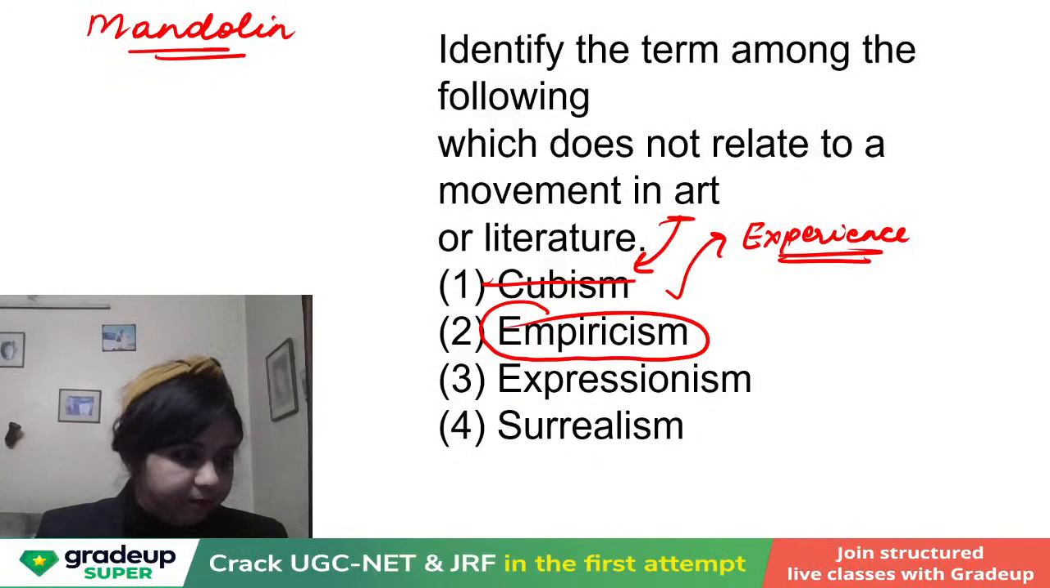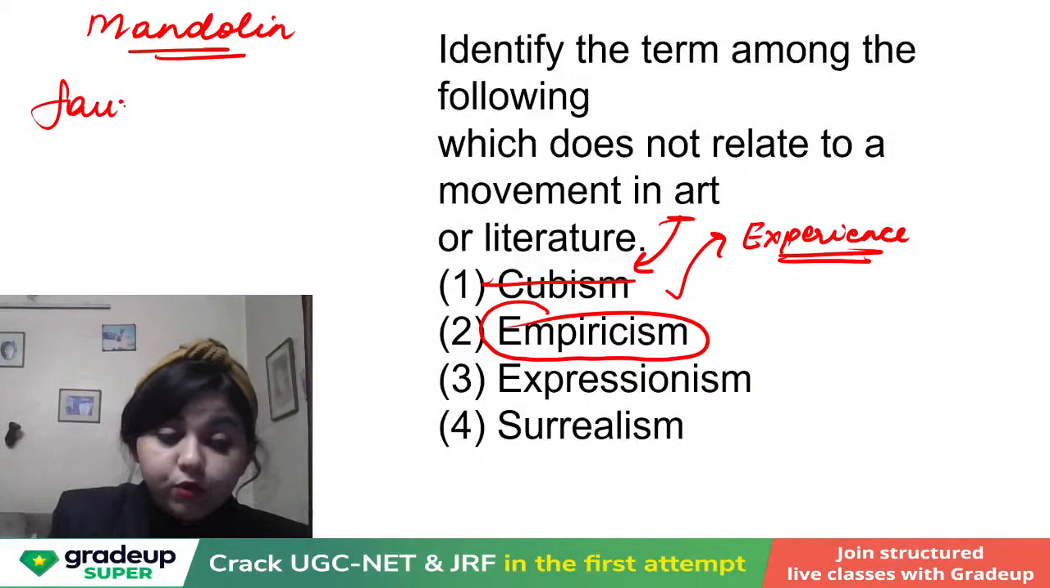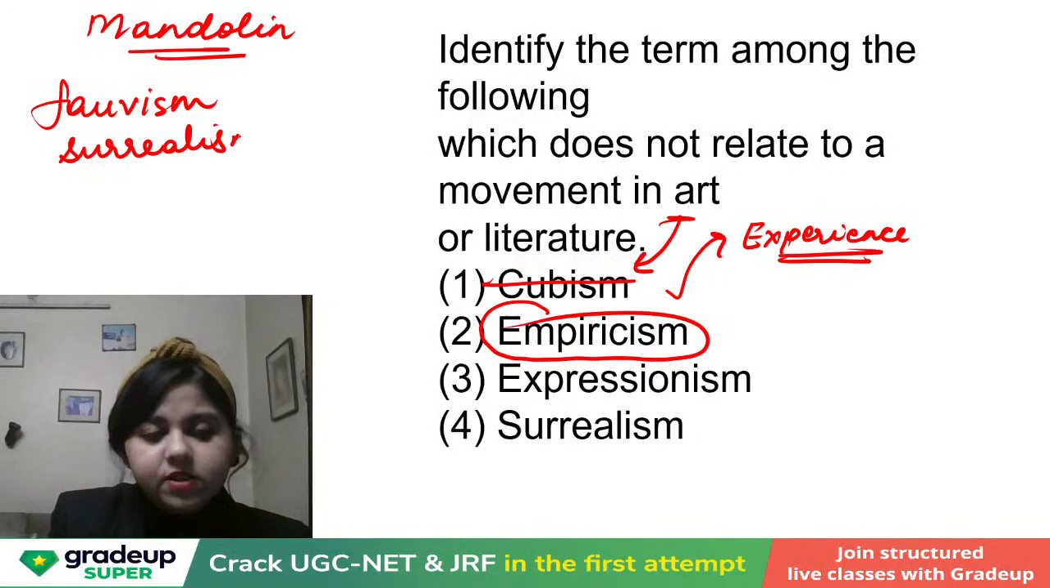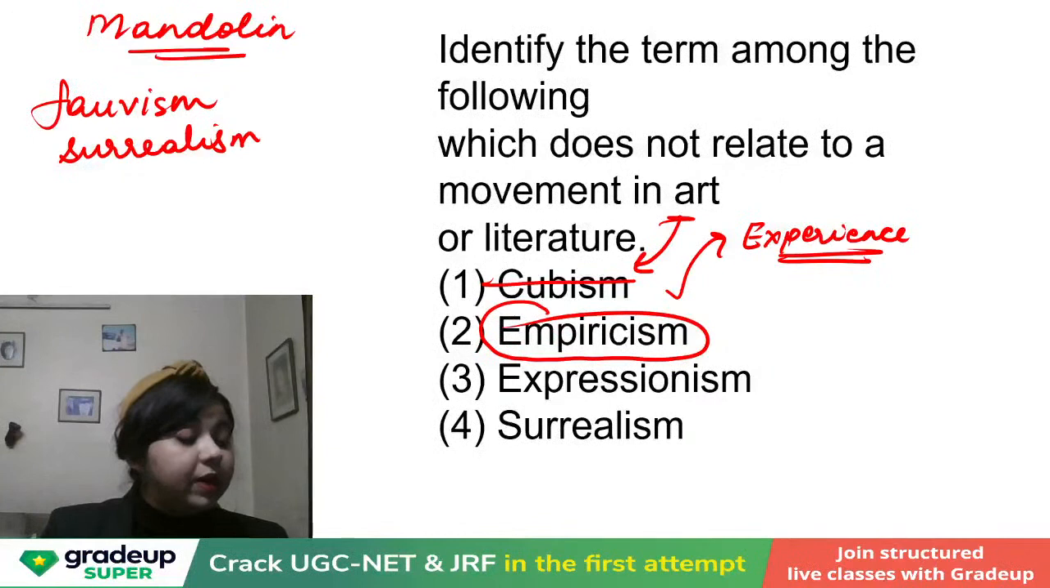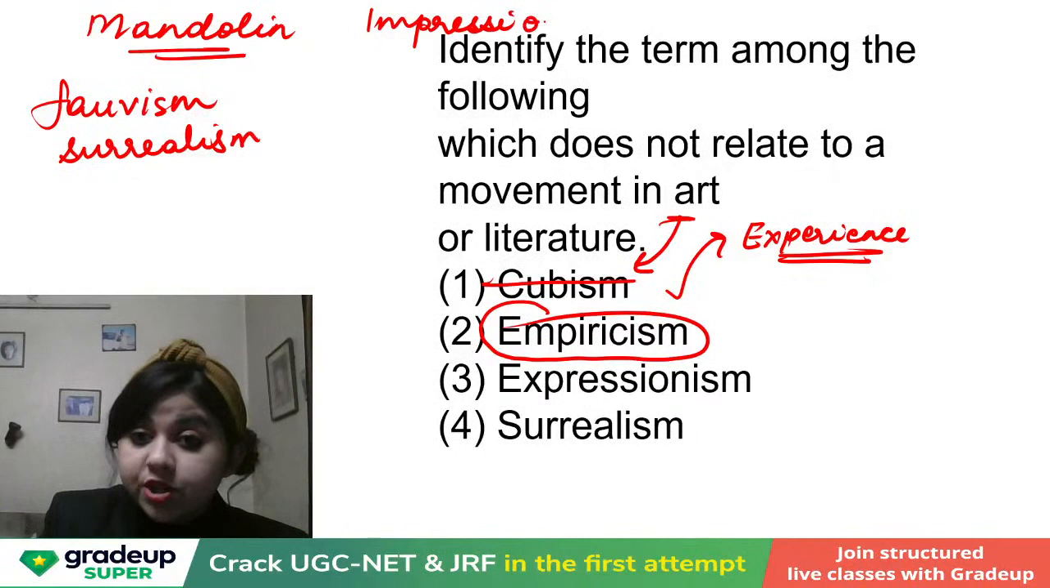That was extremely important for them. Okay, acha, ab expressionism pe aajao. Expressionism ho gaya, surrealism ho gaya, fauvism ho gaya. Yes, these days you're getting a lot of questions, and we'll do all of these. On fauvism and surrealism, you have got numerous questions that have already been seen in your entrances previously, or when you're talking about impressionism. When you're talking about impressionism, what is the difference between impressionism and expressionism? So ye sari ki sari cheeze, of course, we will cover.